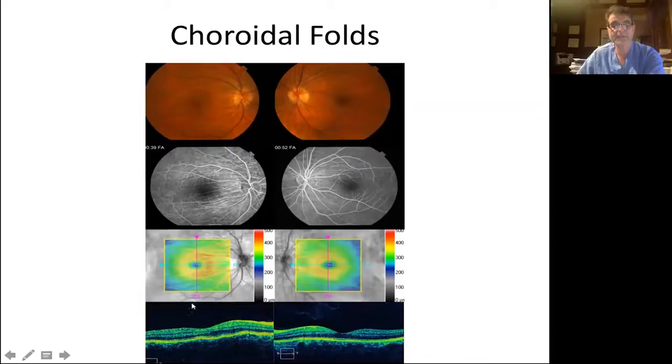What's quite interesting on these horizontal cuts, oftentimes you'll miss them. So the vertical cuts will cut right through them, and we'll see these undulating deeper layers.